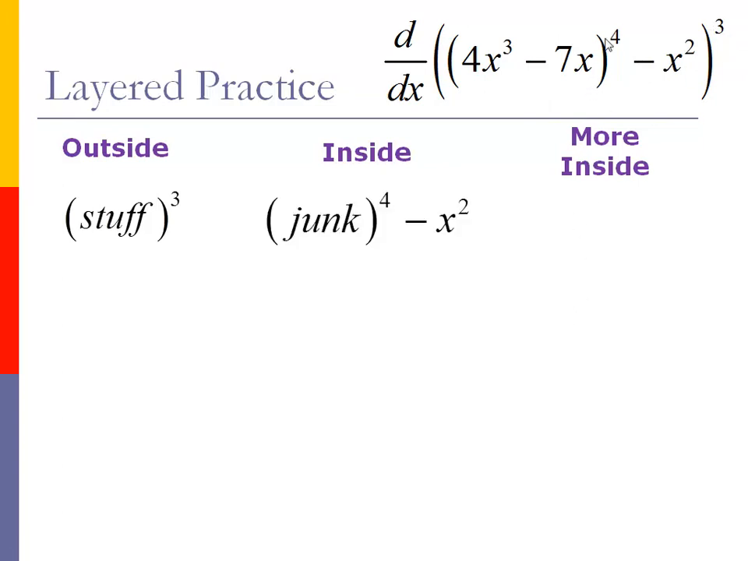Then the second layer is all this junk inside the power 4. So it's inside the main parentheses, and I've got stuff inside that. That's why I've got junk to the fourth power minus x squared. I'm basically listing everything that was inside the main parentheses, but if there's a parentheses inside of that, I'm just calling it junk. And then the most inside is that junk right there, 4x to the third minus 7x. That's the innermost layer.